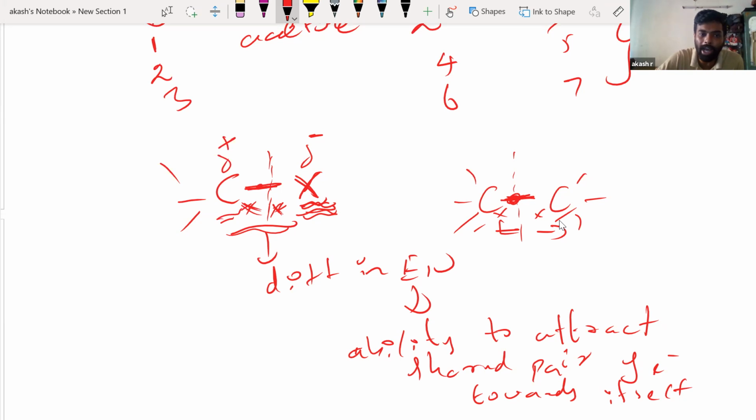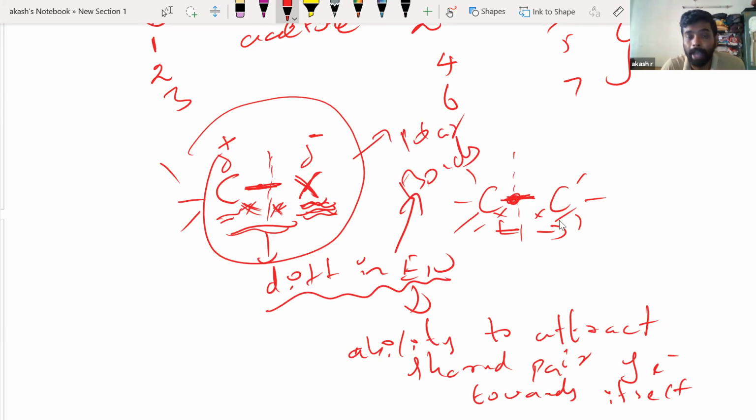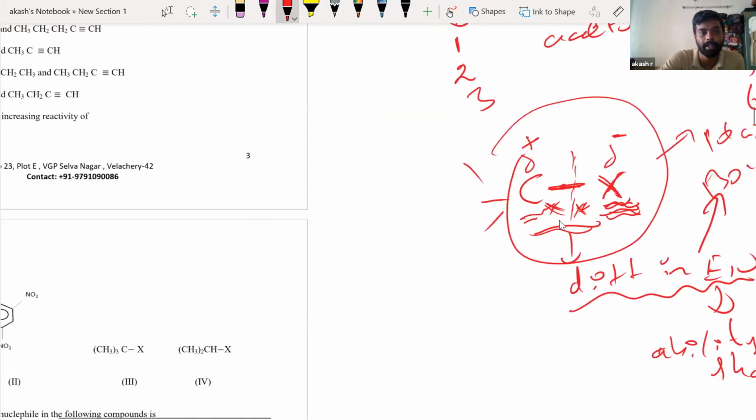And whenever you have this charge separation, you are going to call these kinds of bonds polar bonds, right? Not only this, the moment you see a difference in electronegativity between the bonding atoms, you can call those bonds polar bonds. Okay, I hope you understood how all of these are the answers, right?